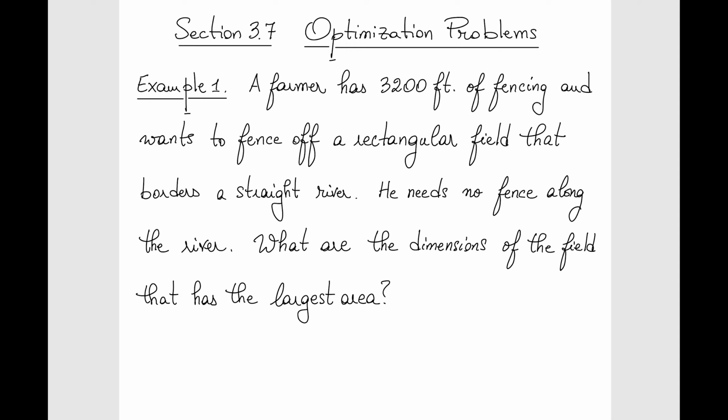All right, so let's consider the following situation, example 1 that you see on the screen. A farmer has 3,200 feet of fencing, and he wants to fence off a rectangular field that borders a straight river. He's not going to fence the riverside, so he's going to need no fence at all along the river. The question is, what are the dimensions of the field that has the largest area? And that field is a rectangular field, right?